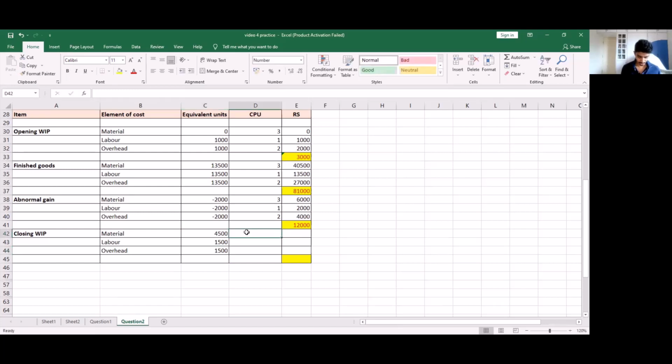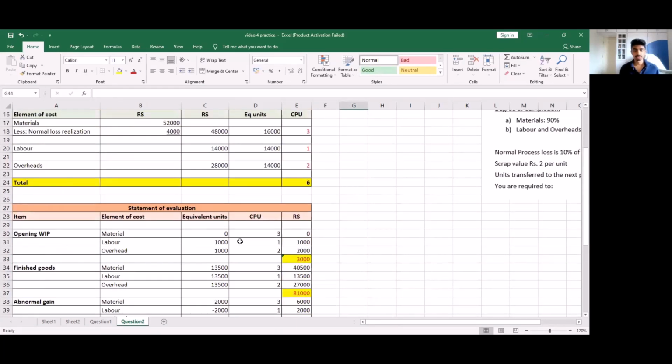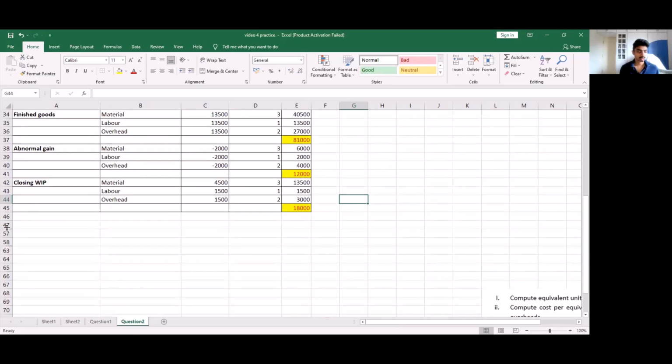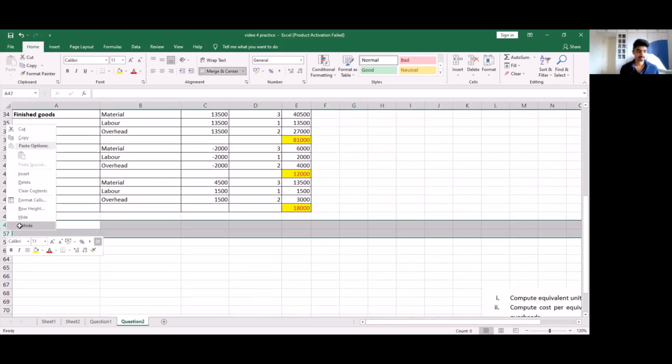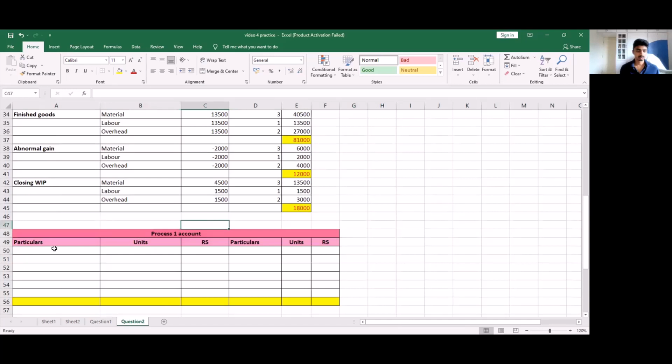Cost per unit is the same. We have 3, 1, and 2. Let's quickly multiply these values to find the total of our closing work in progress. With this, we are done with our statement of evaluation and we can move on to our process account. We start with our opening work in progress. So we write to opening work in progress.